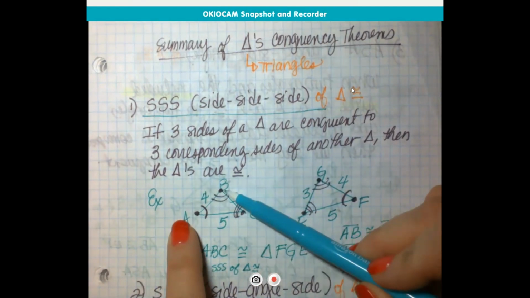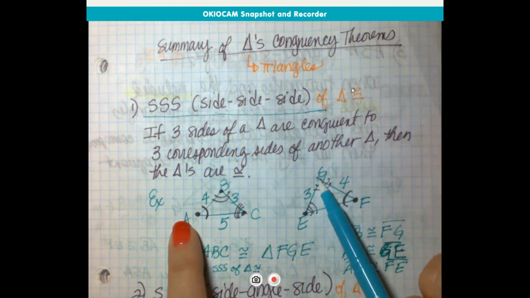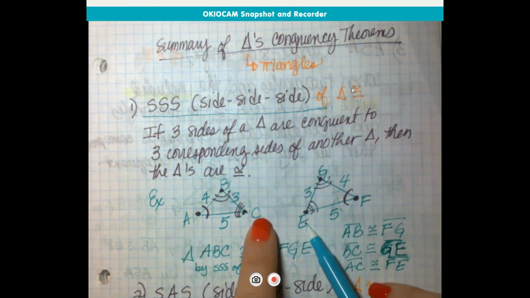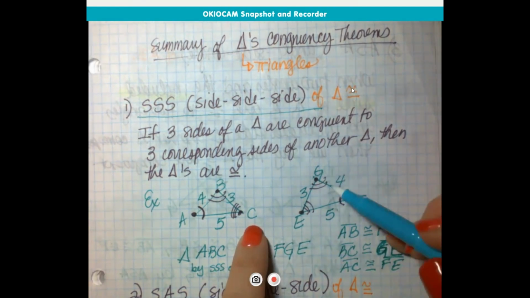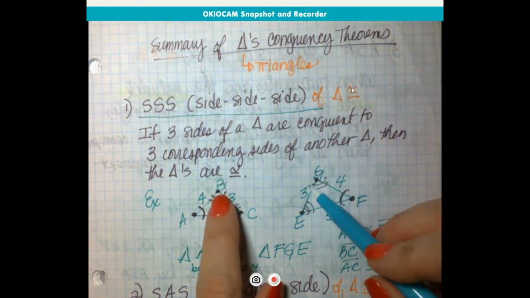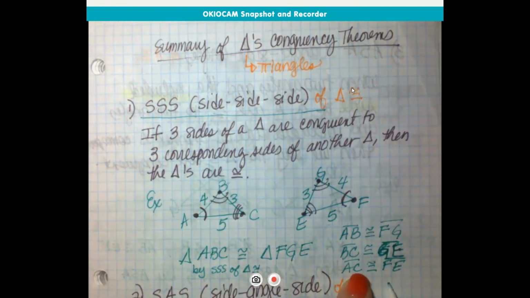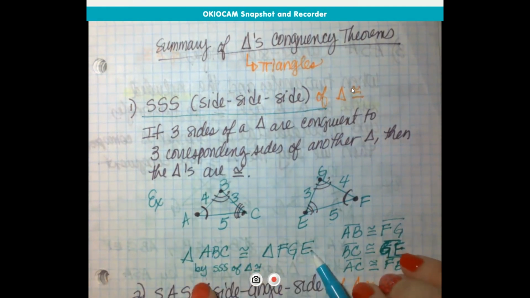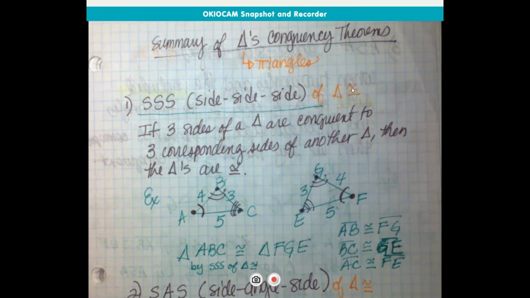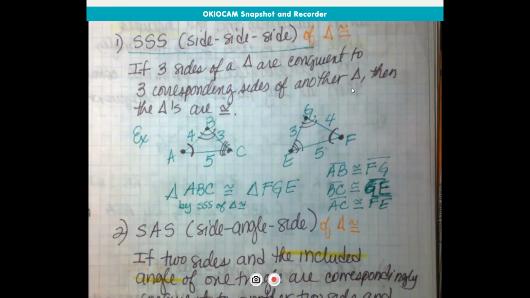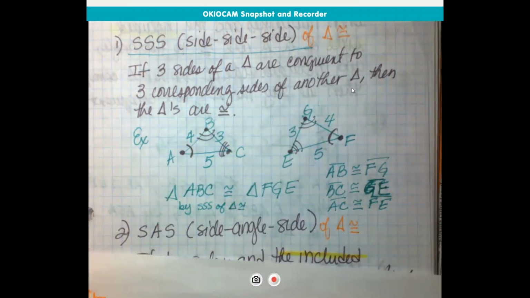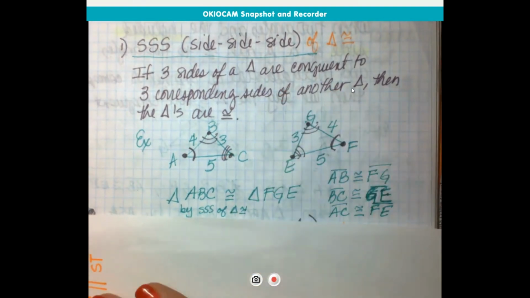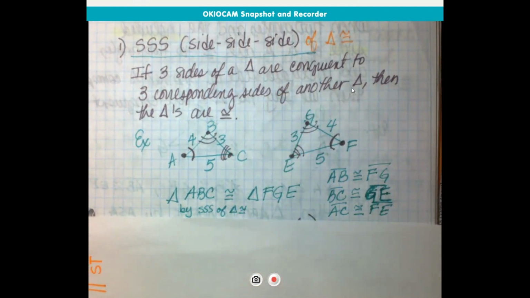As you see here, AB matches with FG, AC matches with FE, and BC matches with EG. Sorry, BC is G. So you see that you're matching corresponding sides. If they give you all the corresponding sides, then you say that the triangles are congruent by side side side triangle congruency. It's important that you write triangle congruency, because we also have side side side triangle similarity. So when you're justifying, you want to say triangle congruency in this case. Okay, that's the first one.